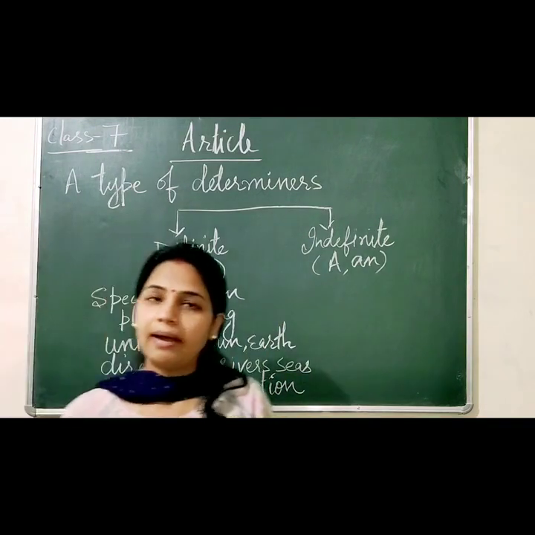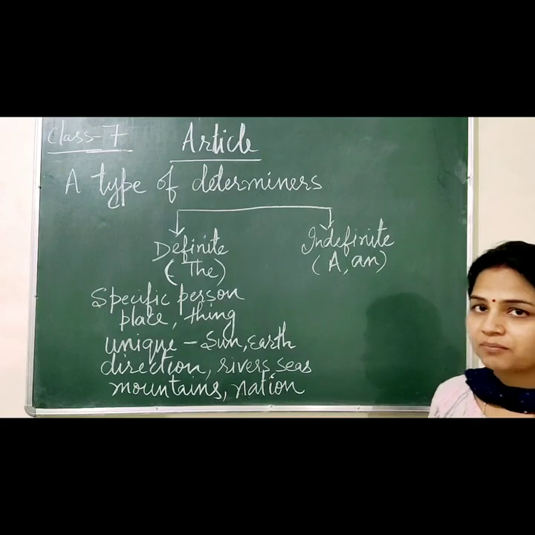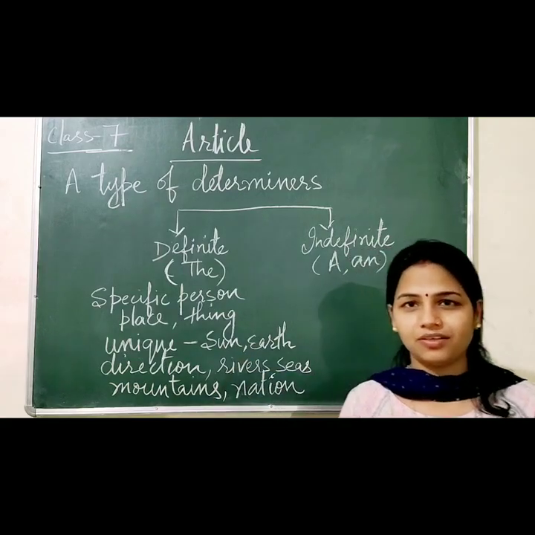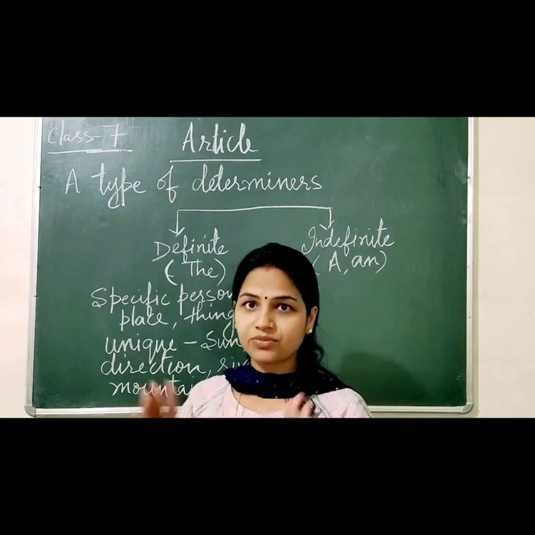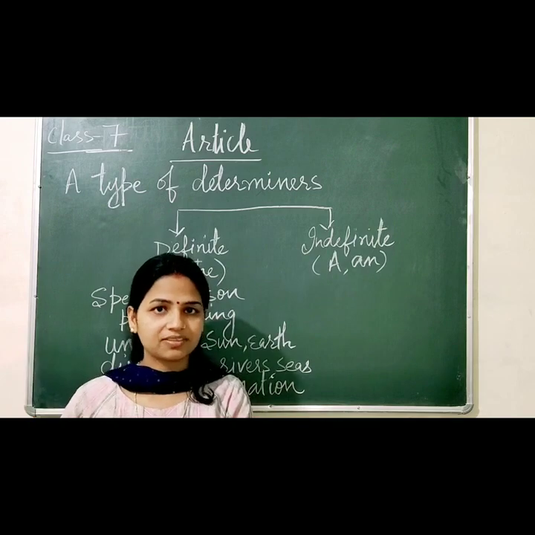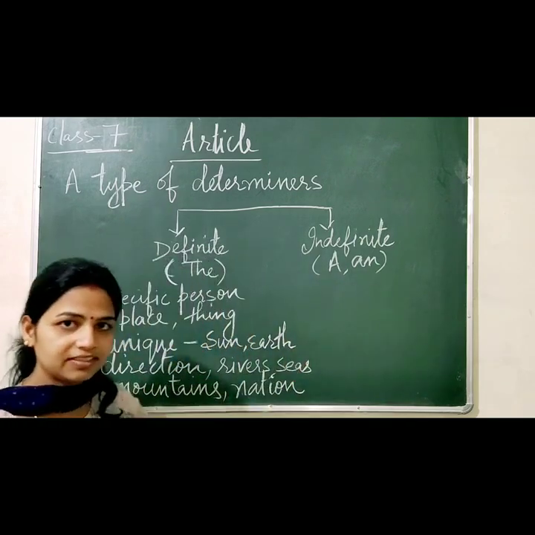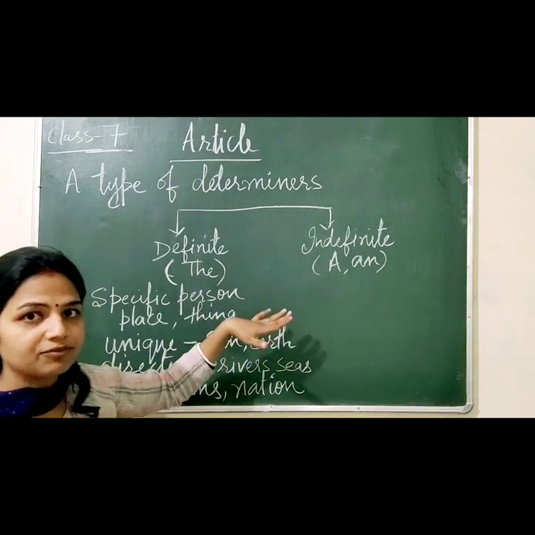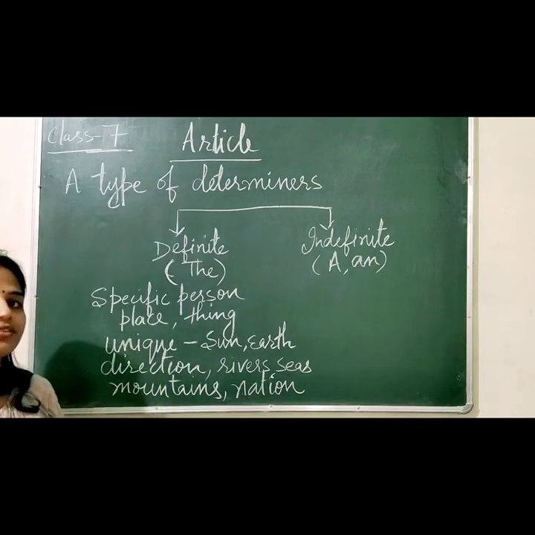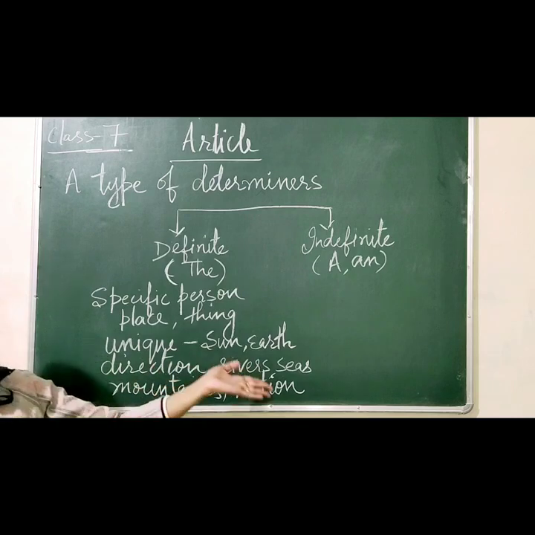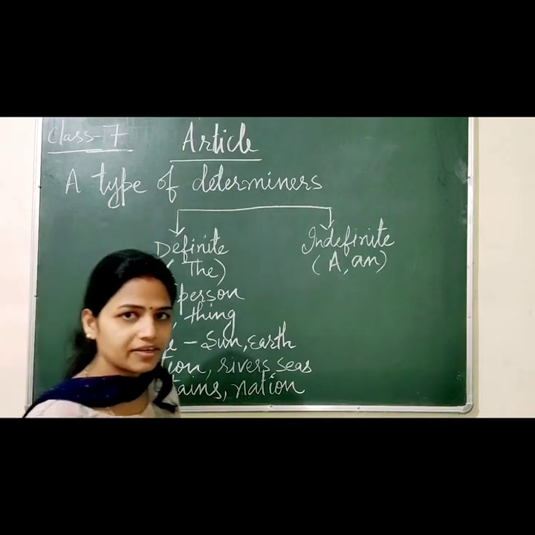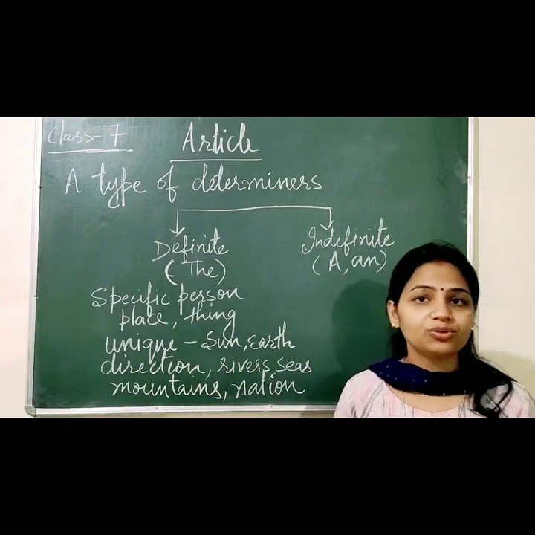The is also used for mountains, the Himalayas, for example, and for rivers, the Ganga. Okay, we will use it this way. Any unique name, like the earth, the moon, which is only one in this world, is considered unique. The Taj Mahal, any monuments. Before these words, we will place the. Any directions like north, south, east, west, we will also use the there. So for any sea, river, mountains, hills, ranges, any such things, if you find them in the question, just place the before those words.